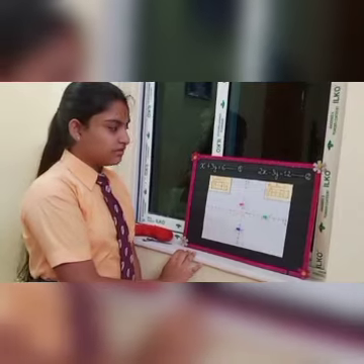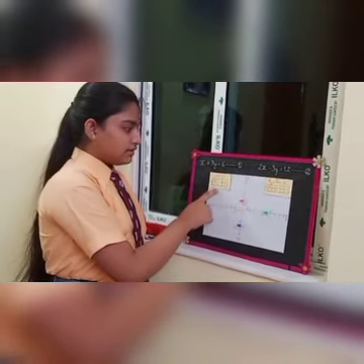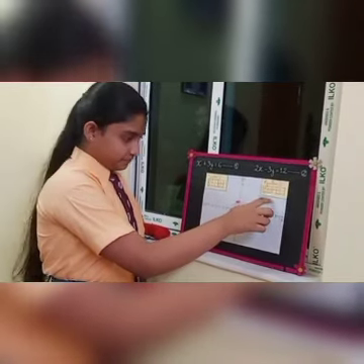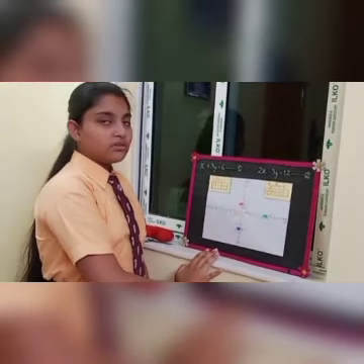Solving these two equations, we obtain these solutions of equation 1 and equation 2. These solutions are for equation 1 and these solutions are for equation 2. Now, what is our next step? Our next step is to plot these points on the graph.